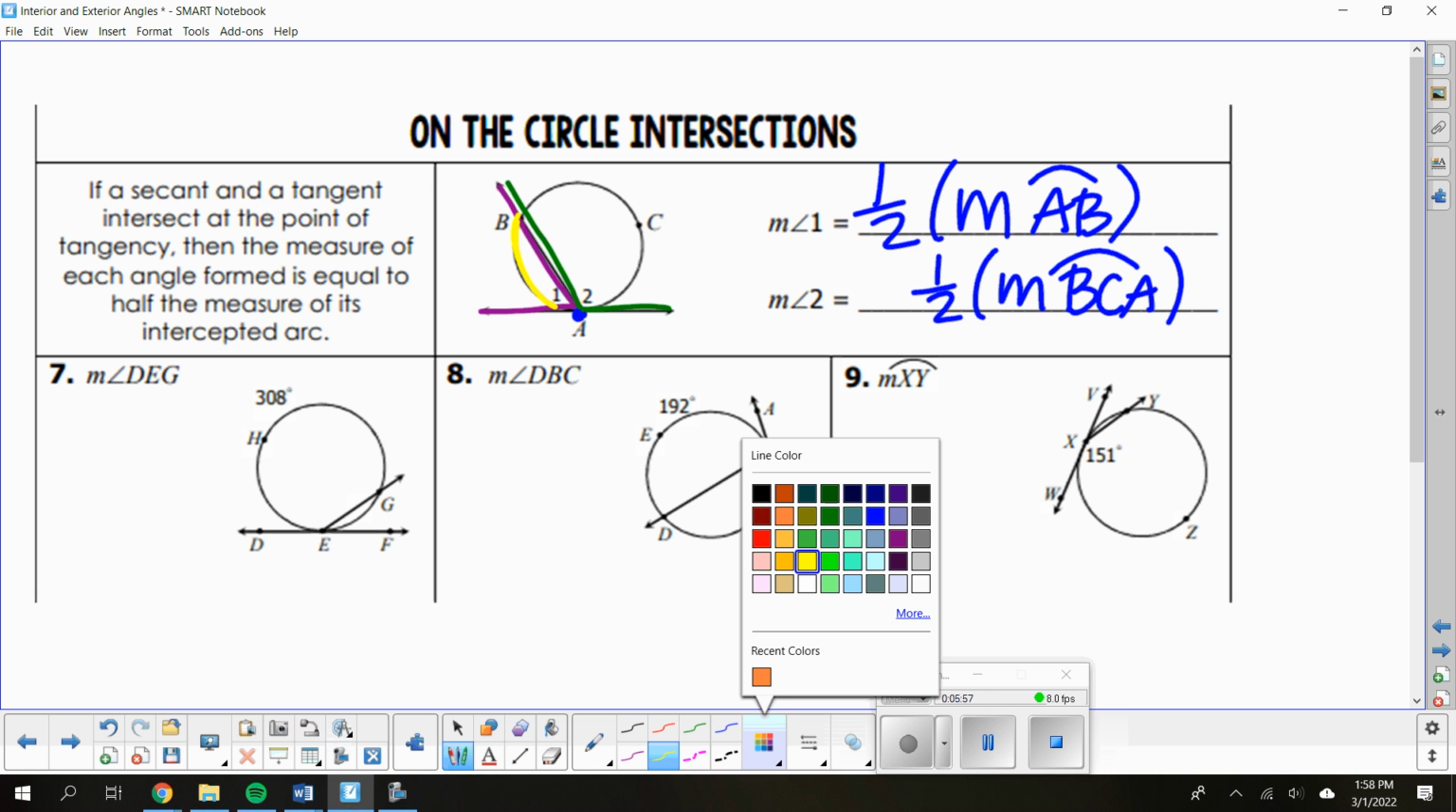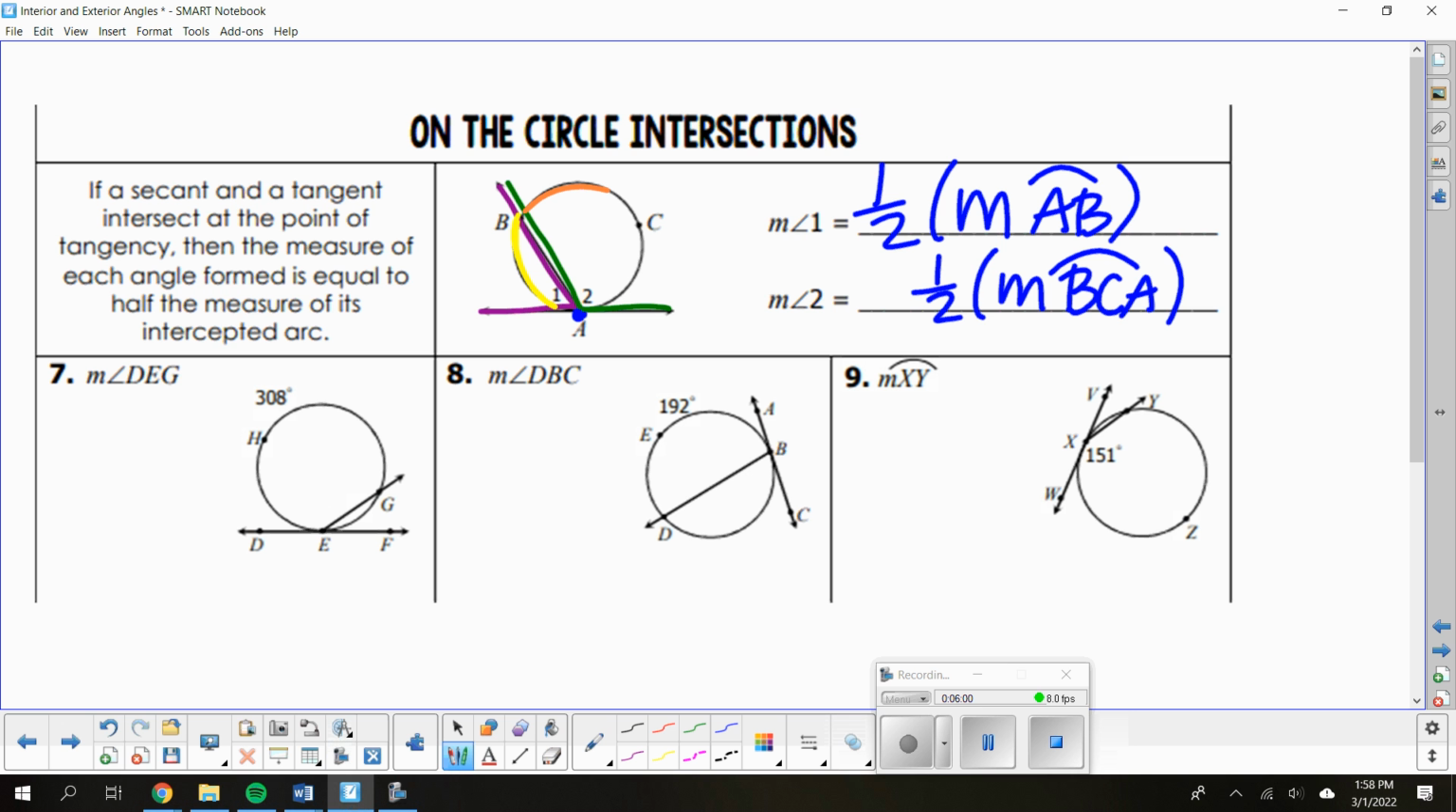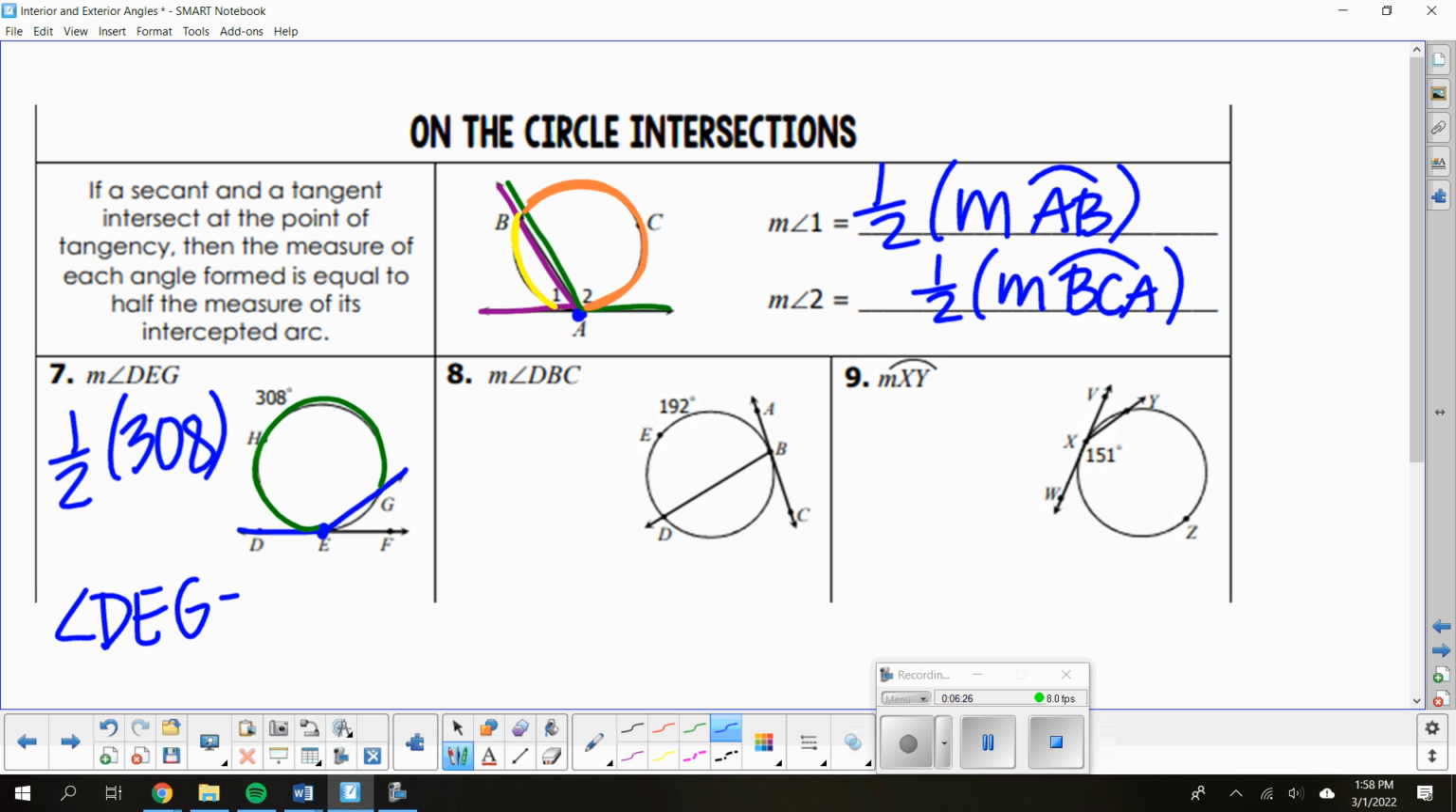If I have that green angle, it is tracking arc BCA, so I'd have to cut that in half to find my angle measurement there. Looking at the first one they give me, they want me to find angle DEG. That vertex is on the circle, so I look at the arc it's tracking and cut it in half. This would be half of the arc it's tracking, which is 108. That tells me that angle DEG is 150 degrees.